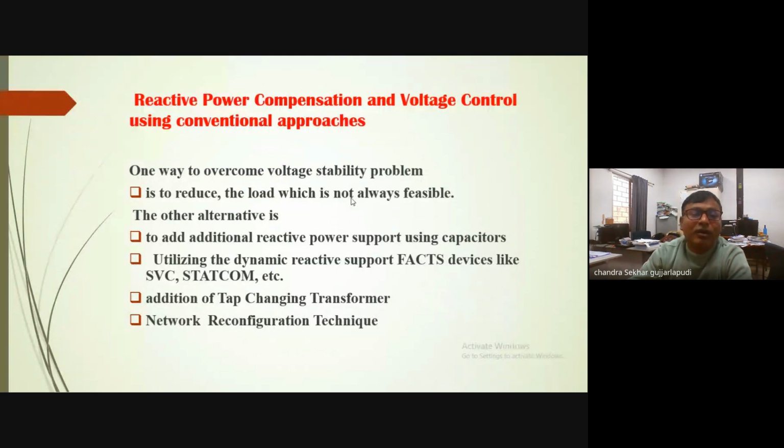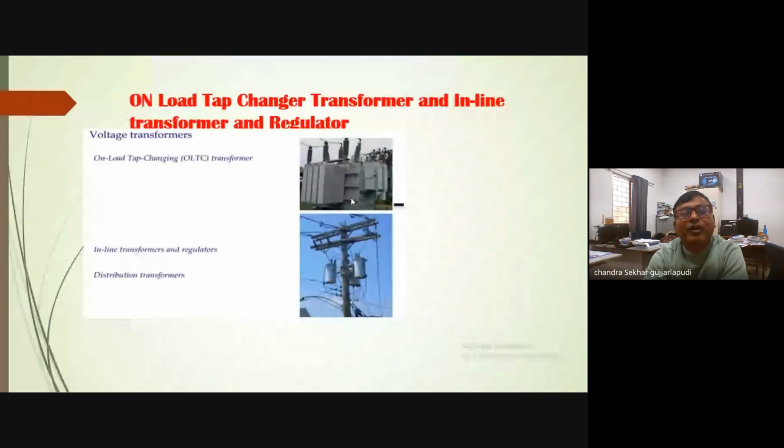Based on that, the overall active power loss as well as reactive power loss can be modified. And by that, the stability problem, the voltage stability issue, can also be solved. Now, we can use on-load tap changers on the distribution side. Similarly, we can use the distribution transformer for voltage regulation purpose also.